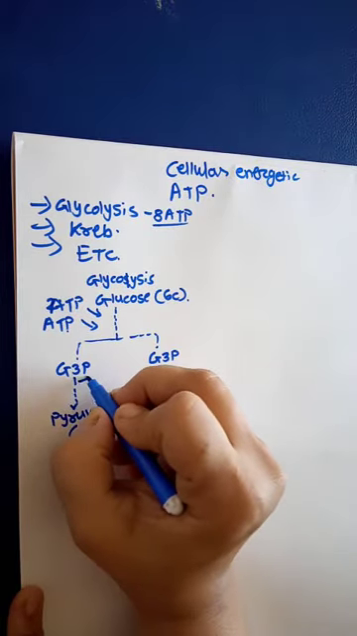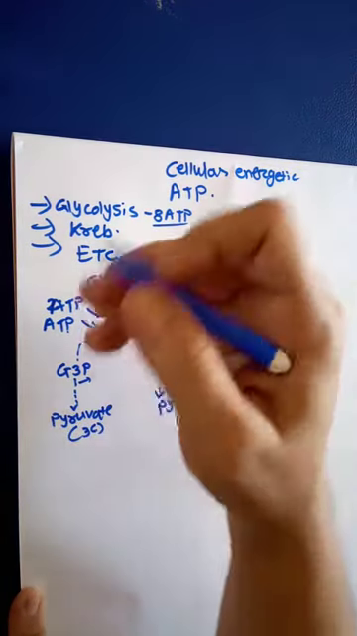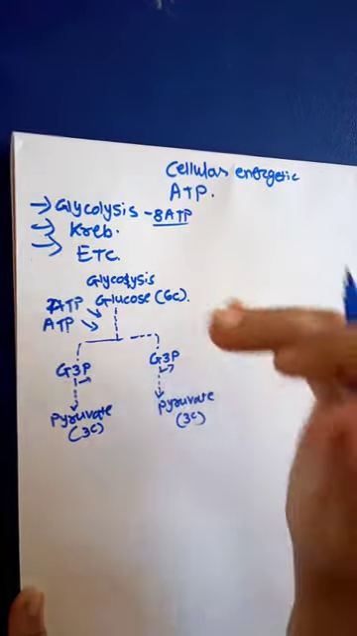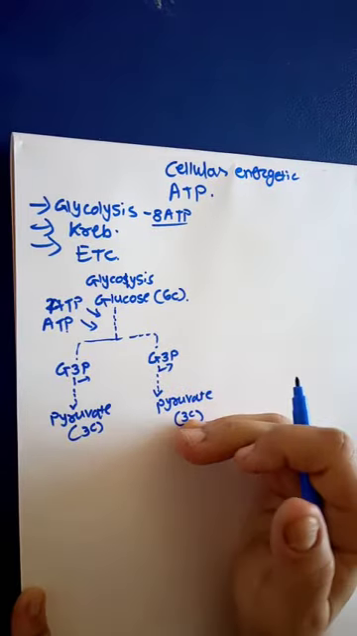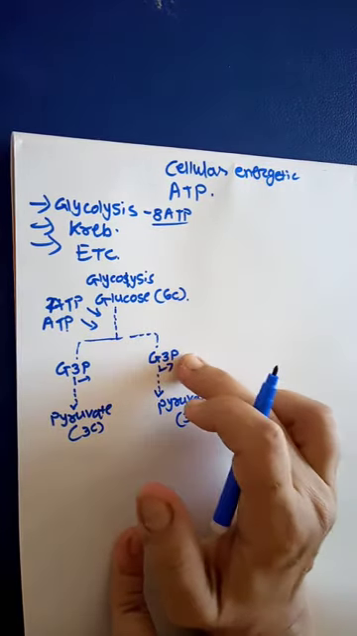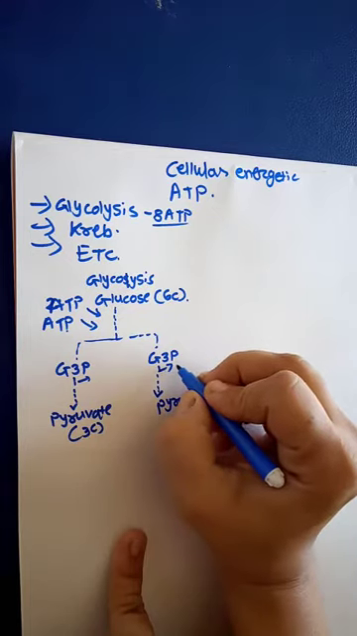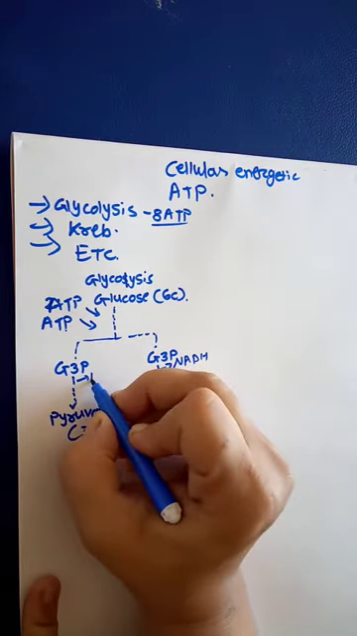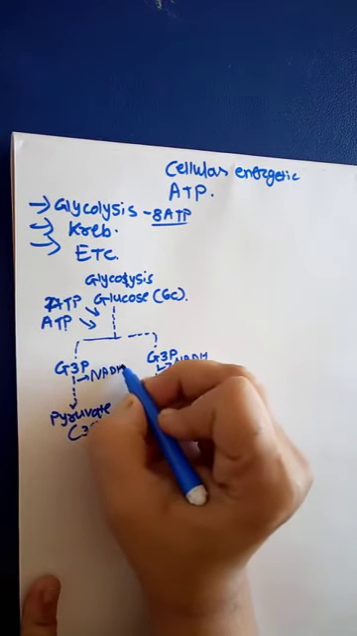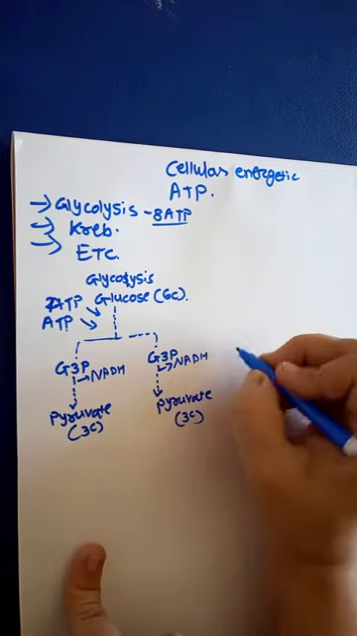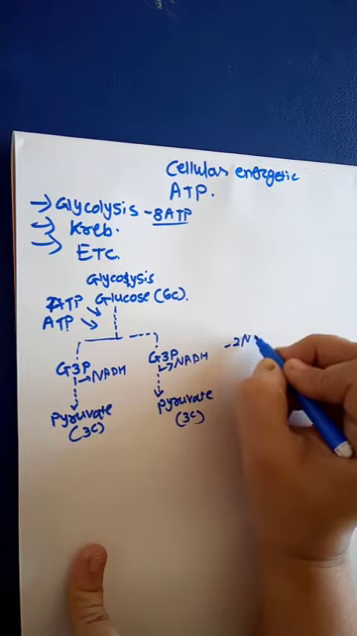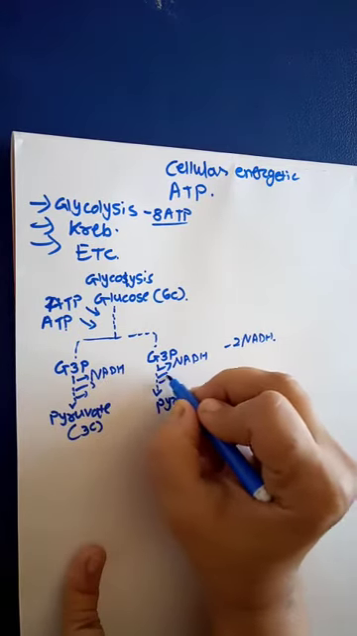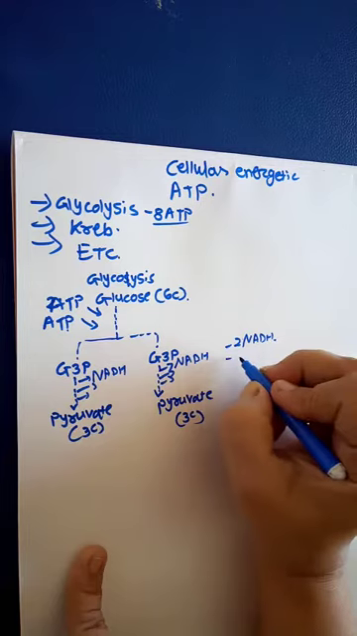See, this is the energy investment phase. This is the first phase, and from here to pyruvate is the second phase. The second phase is the energy generating phase. Here we are getting two NADH molecules, one from this side, one from this side. So 2 NADH, and 4 ATP molecules will be generated through a series of steps.